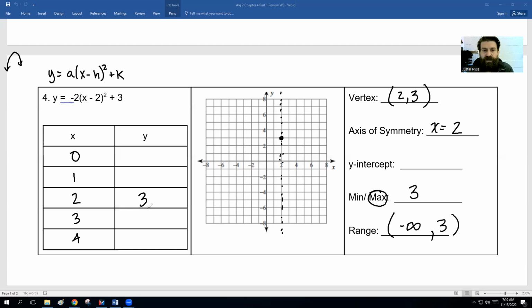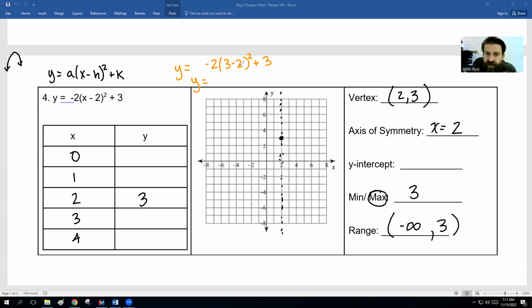All right, so not too bad if we kind of remember these things. Remember, you can use your notes on this, so add those pieces of information down. All right, we either got to plug in 1 or 3. I'm going to pick 3. So what's y equals -2 times 3 minus 2 squared plus 3?